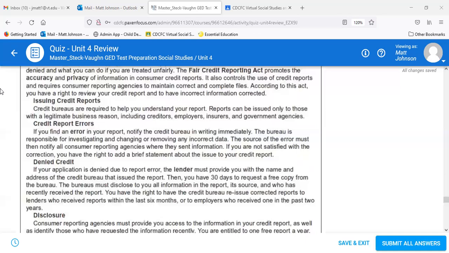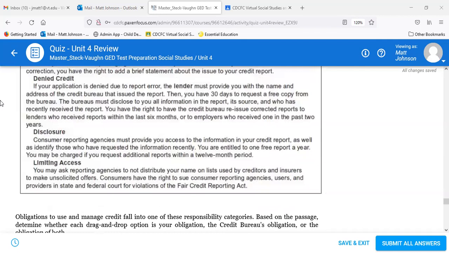Denied credit. If your application is denied due to a report error, the lender must provide you with the name and address of the credit bureau that issued the report. Then you have 30 days to request a free copy from the bureau. The bureaus must disclose to you all information in the report, its source, and who has recently received the report. You have the right to have the credit bureau reissue corrected reports to lenders who received reports within the last 6 months, or to employers who received one in the past 2 years.